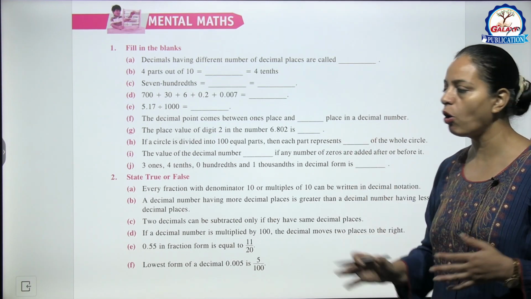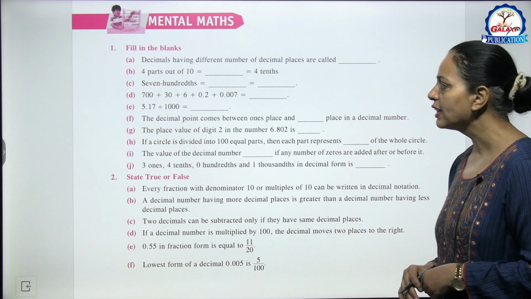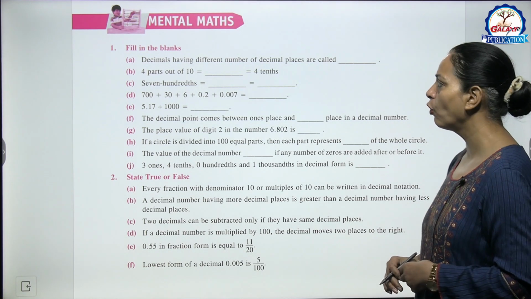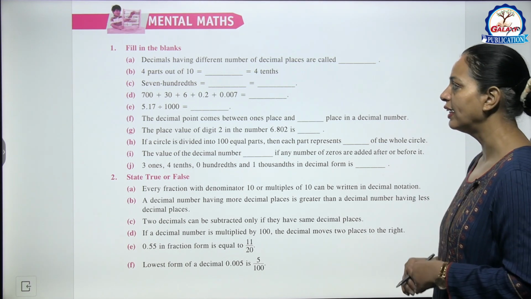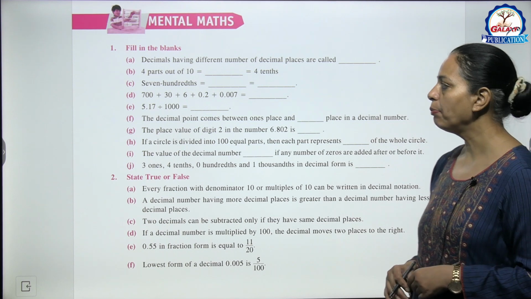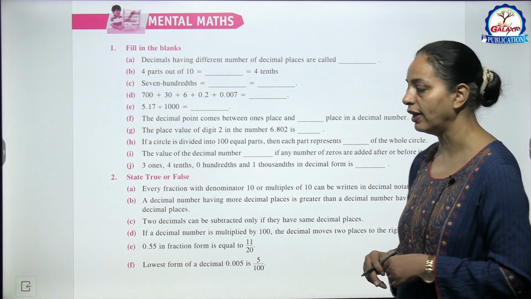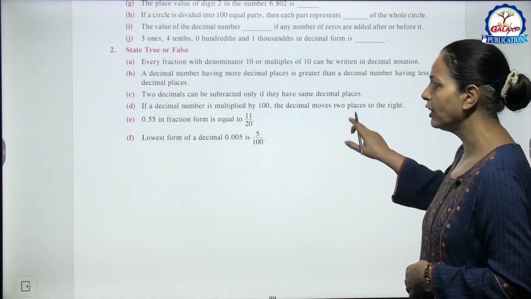Now this is the time of mental maths. Question number 1, filling the blanks. Like here A part, decimals having different number of decimal places are called unlike decimals. Okay. And B part, 4 parts out of 10. 4 upon 10 means 4 tenths. Okay. Similarly, you can try remaining statements.